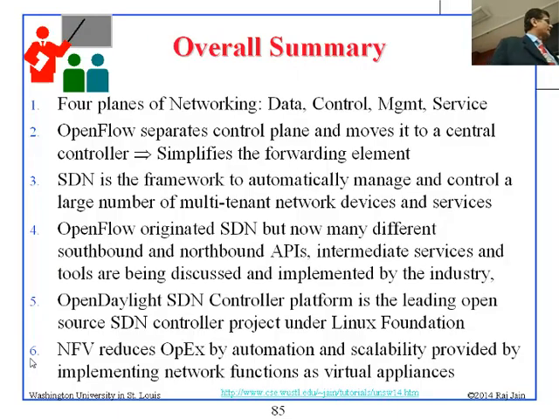NFV reduces OpEx by automation and scalability provided by implementing network functions as virtual appliances. So we know about that NFV as well. All right. Any question about anything at all which we didn't cover?